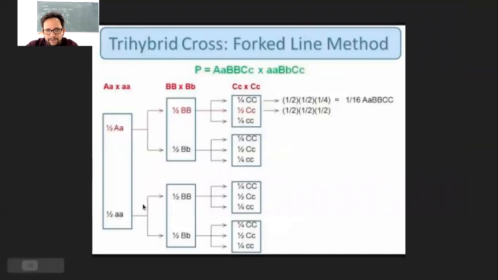But to do it with the fork line method, it becomes very simple. So again, you set up these different crosses individually. What you get is these different phenotypes. So you take capital A, small a, capital B, capital B, and capital C, capital C. So that is the first individual. Then the second individual will be this 1, 2, and the second one. And the third individual will be this capital A, small a, capital B, B, and then small cc.